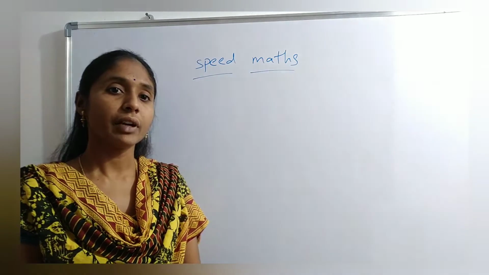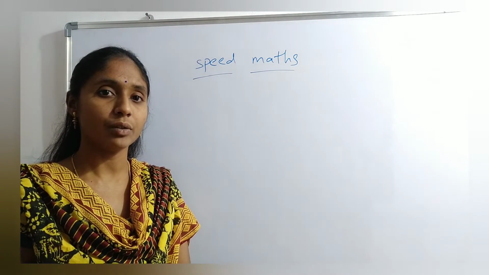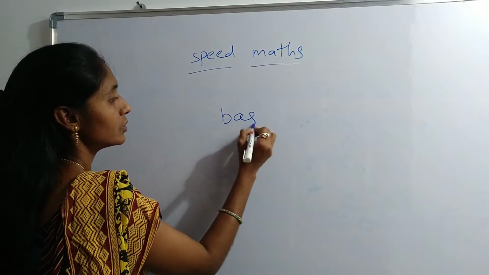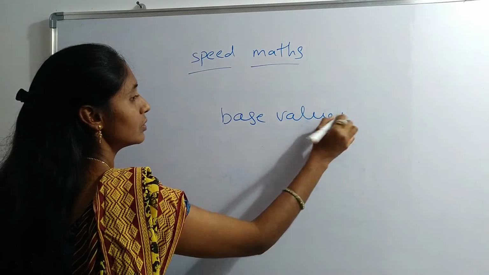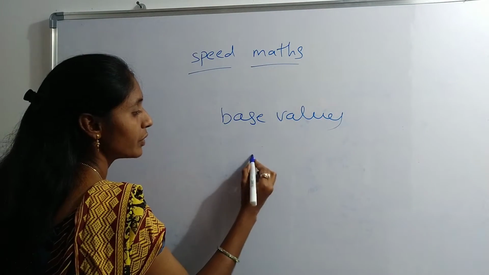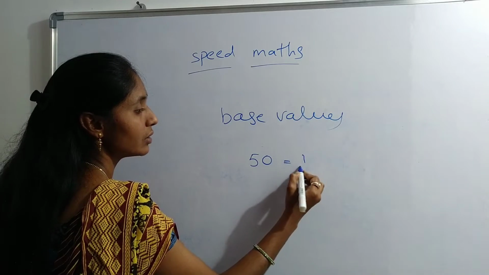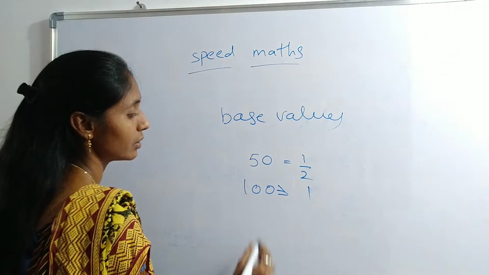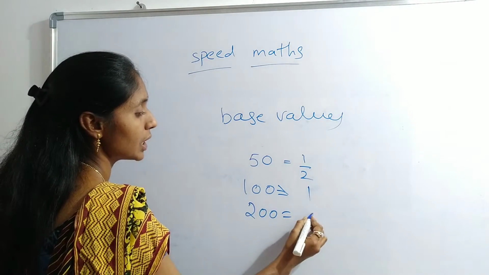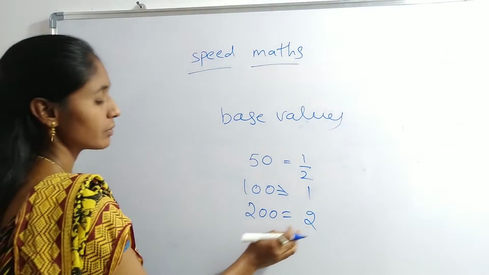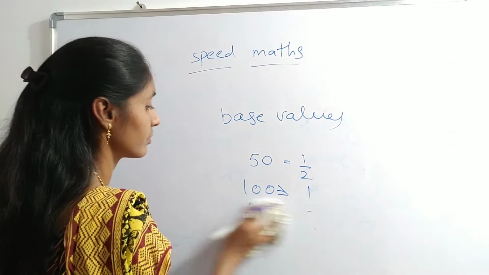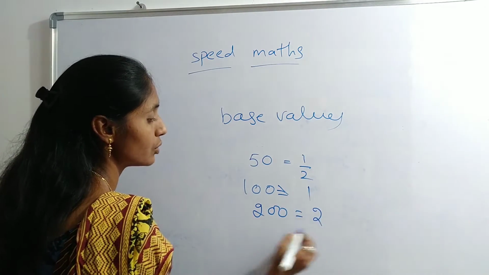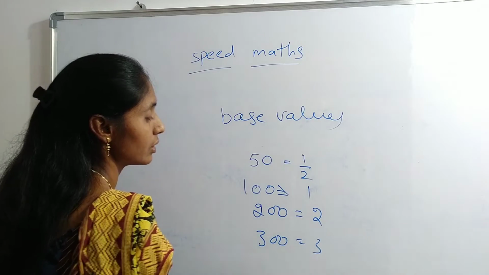So, in an easy way, how can we calculate square values? Let me see. First one is base values. For 50 base, multiply with 1 by 2. For 100 base, multiply with 1. For 200 base, multiply with 2. For 300, 3, and so on.